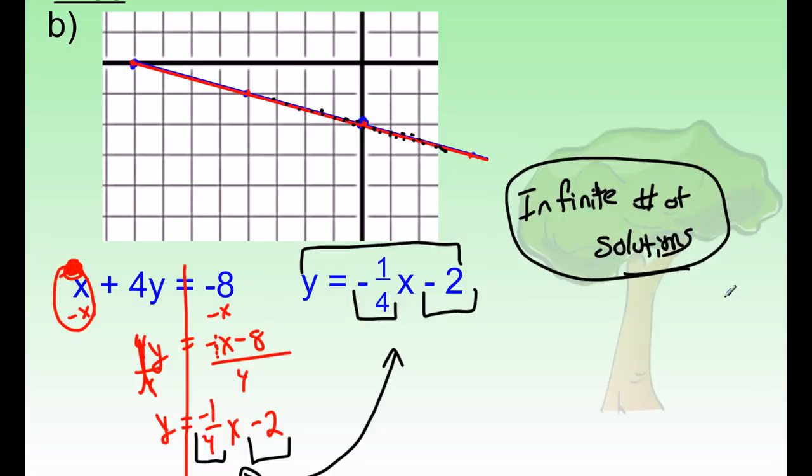So that we can say there's an infinite number of solutions because the two lines are exactly the same. Therefore, their solutions will be the same. So every pair of numbers that works in the first equation will work in the second.